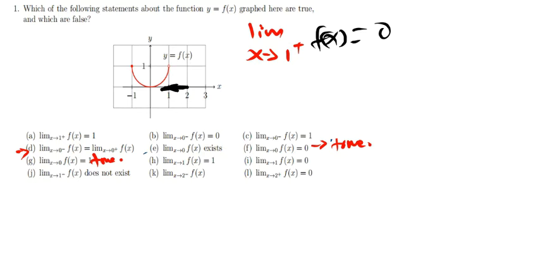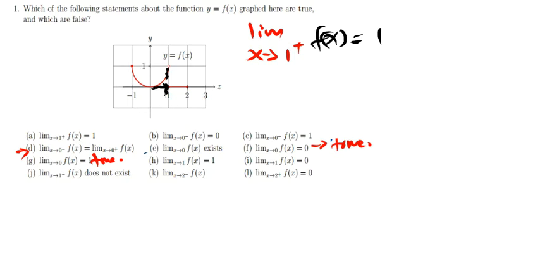Now from the left side, sorry, as we are approaching 1 from the left side, we can clearly see that the value of y is going to be there. Somewhere there, 1.